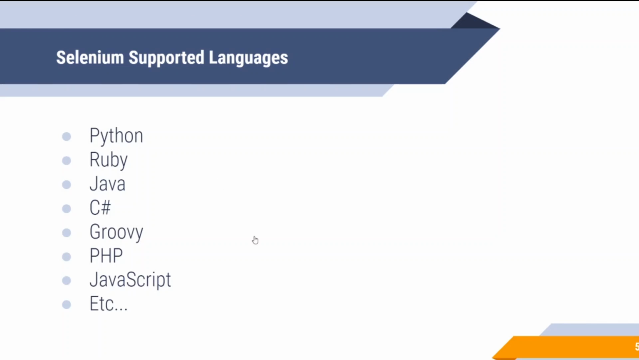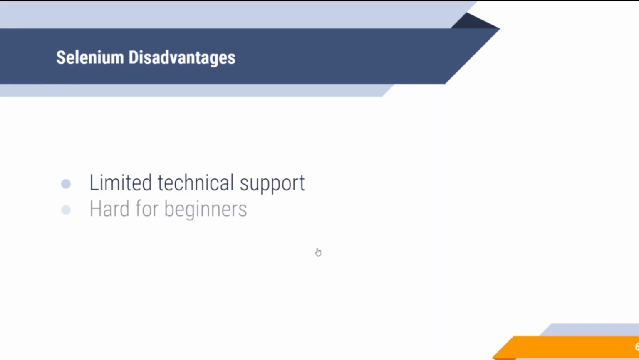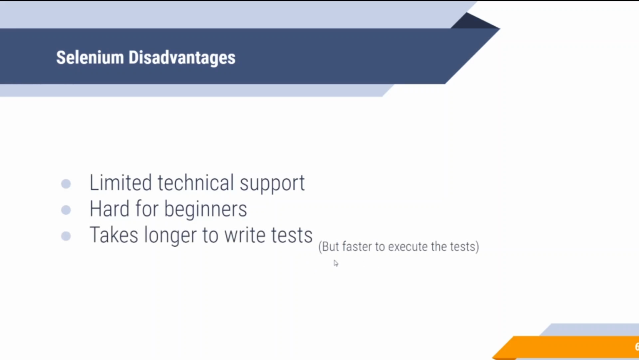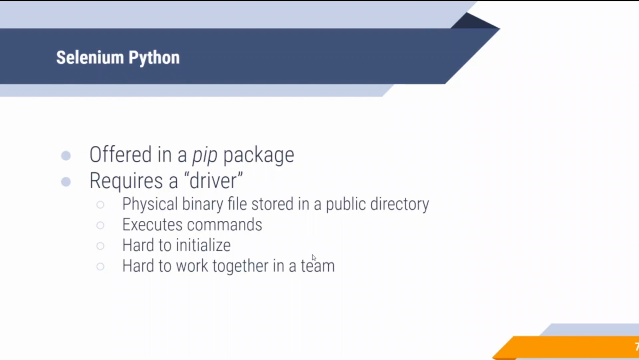So yes, it supports basically all the modern languages, and maybe all, but probably not all languages. And disadvantages again, just limited. We have limited technical support because it's open sourced. So essentially, everybody is just volunteers, and it's hard for beginners if you choose to use Selenium with other languages. But for Python, it's actually extremely easy. And yes, it takes longer to write tests, but it's faster if you want to execute them. And then we're just going to talk about Selenium Python now.